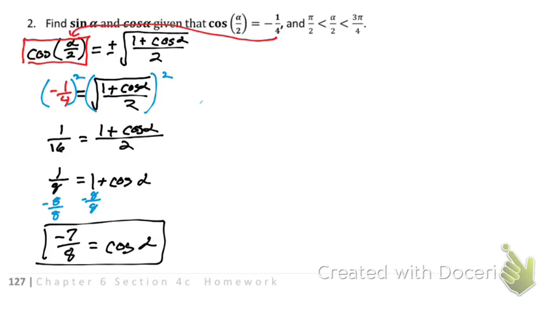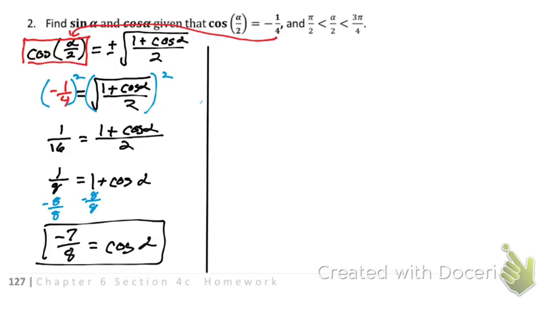Here's what's awesome about a problem like this. I don't have plus or minus. I know for a fact this has to be negative 7 over 8 because I squared both sides. The only time you have to worry about plus or minus is if I take a square root, if something is under a square root, which we're going to in a second. Because now that I know cosine alpha, I need to find sine alpha.